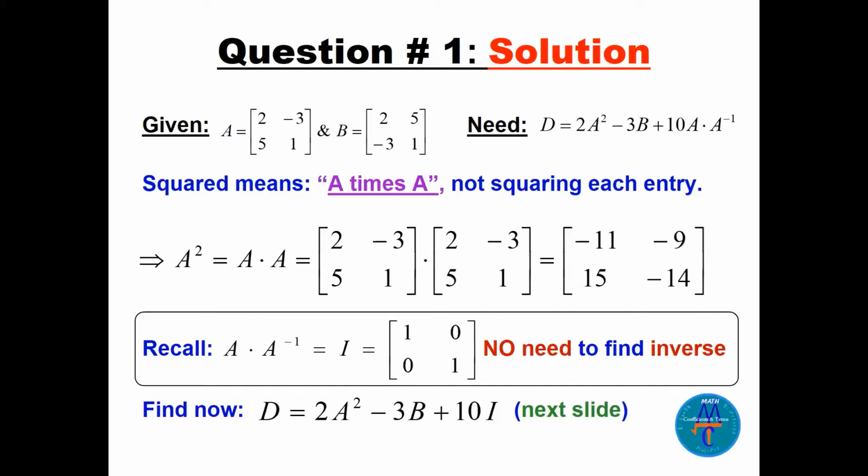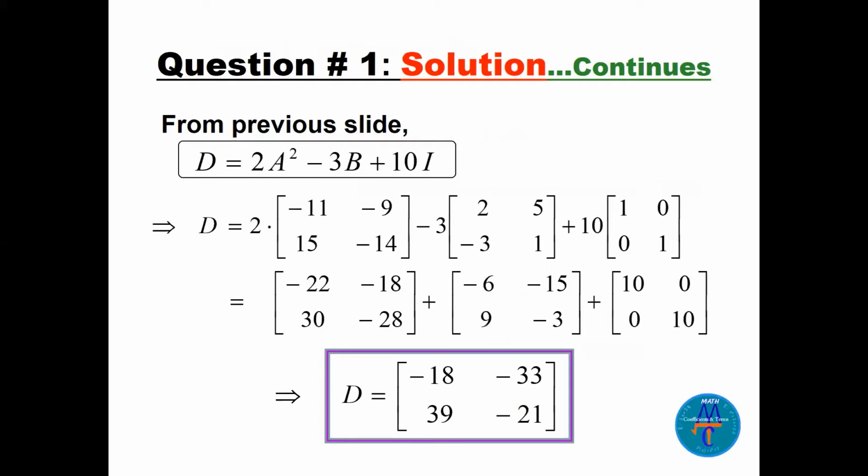Let's see the second slide. You can find D, please, and then you can check your answer. Okay. So 2A squared, we found already A squared there, minus 11, minus 9, 15, minus 14. We multiply the scalar by 2. We have the B already, we did not touch, multiply by minus 3. See what I did here, minus 3, I included the minus 3 as a scalar, so I changed it to addition. But remember, I put inside minus 3.